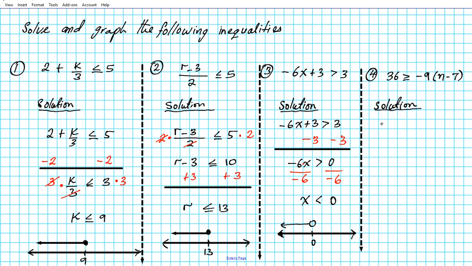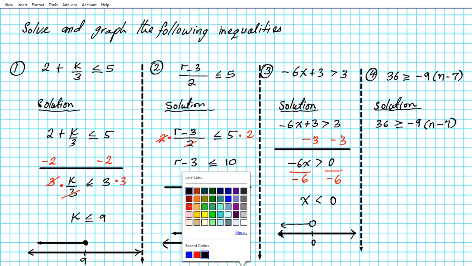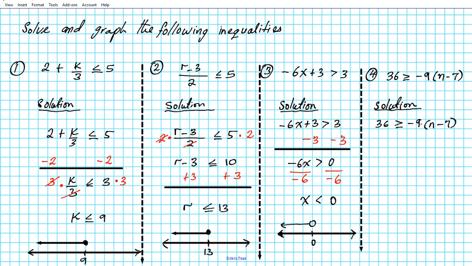Alright, so this is another two-step inequality. So to do this, we're going to get rid of the negative 9 first and then the 7 afterwards. Since negative 9 is being multiplied by this quantity that contains a variable in it, to undo that multiplication relationship, we use the inverse operation, which is division. So divide both sides by negative 9.